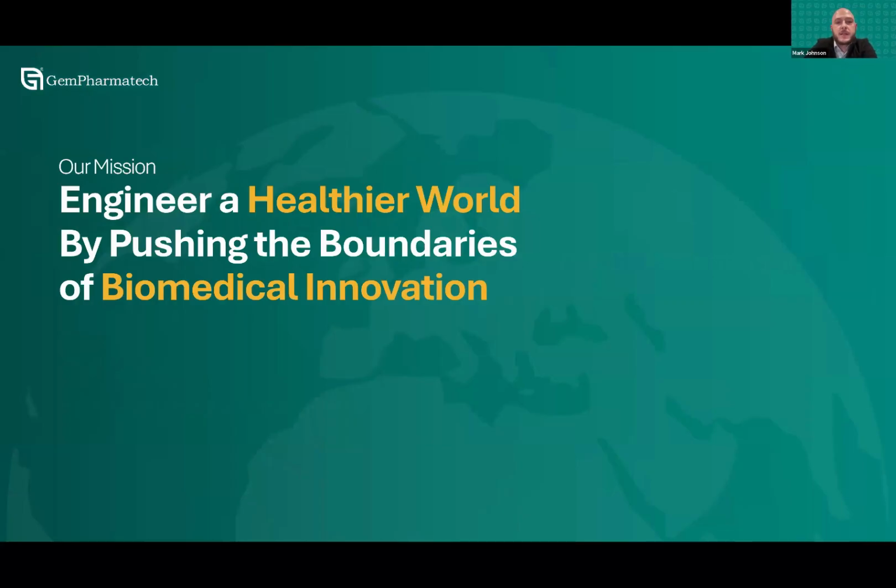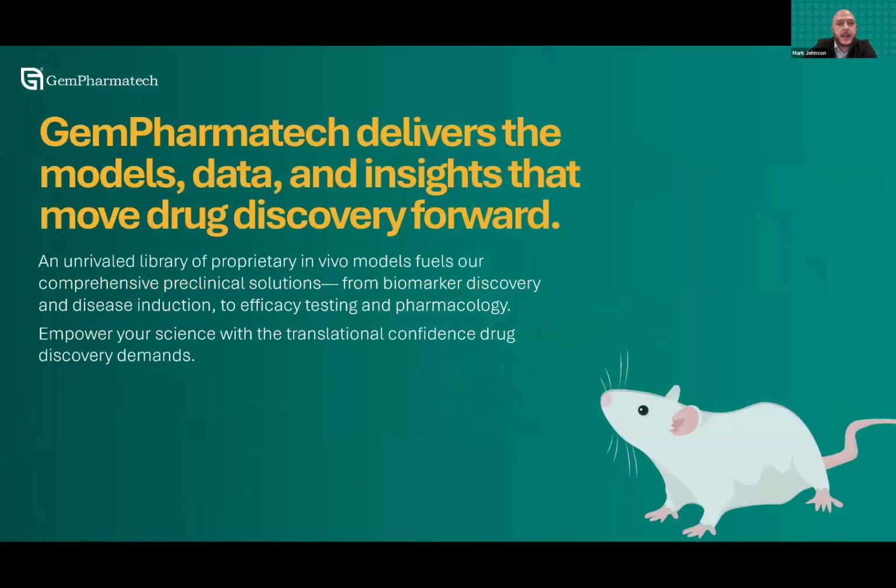At GemPharmatech, our mission is simple but ambitious: to engineer a healthier world by pushing the boundaries of biomedical innovation. What that means in practice is providing not just mouse models, but integrated data, disease insight, and experimental design support to help teams make confident decisions earlier.